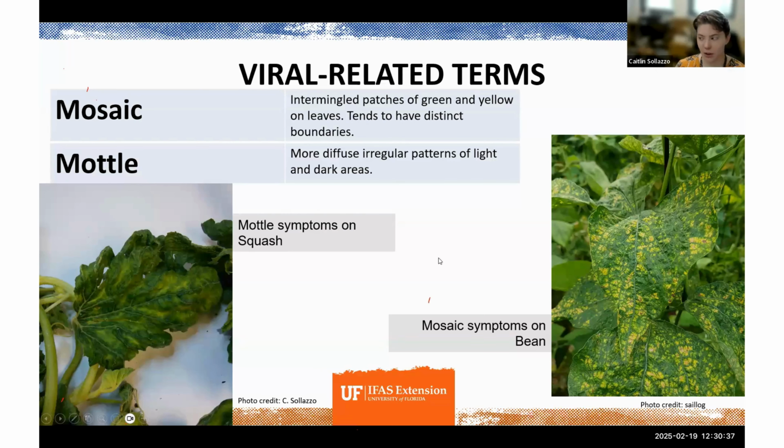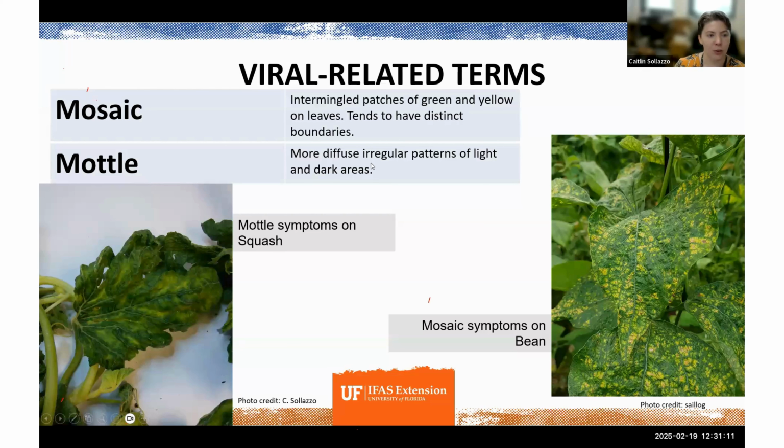So here are two terms that we will see often referred to with viruses, and these can be very confusing. I will say just off the bat, when in doubt, just say mosaic. You'll hear mosaic more frequently. Technically, they have different definitions. Mosaic is when you have intermingled patches of green and yellow on the leaves, and they tend to have distinct boundaries. Over here, this is a really distinctive mosaic pattern. You have the chlorotic or yellow areas with really distinct boundaries with the darker green areas.